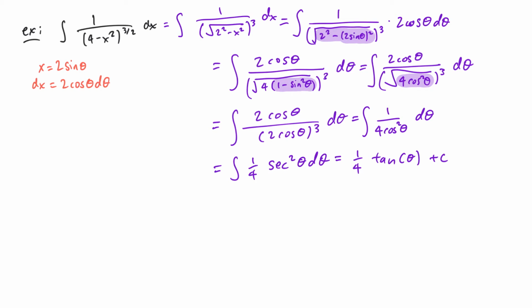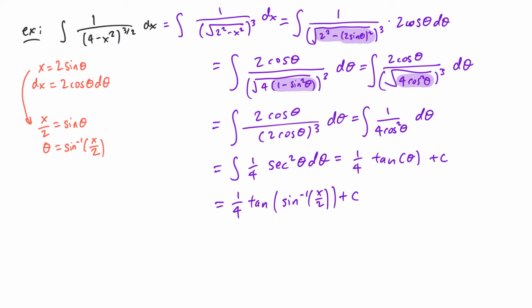Now all that remains is to write this back in terms of x. In the beginning, we made the substitution x is equal to 2 sine theta. I can solve for theta here and get x over 2 is equal to sine theta, which means theta is equal to arc sine of x over 2. Substituting this back into our antiderivative, we have 1/4 tangent of arc sine of x over 2 plus c.